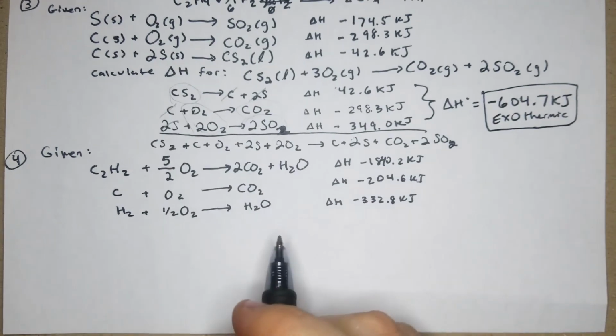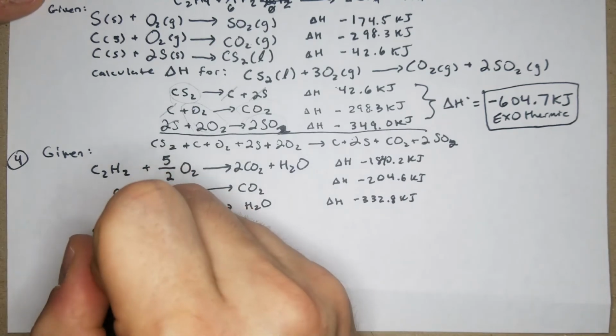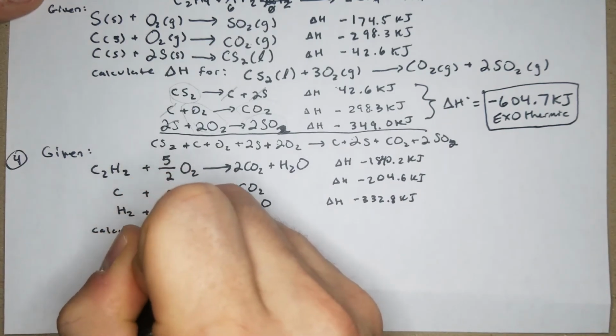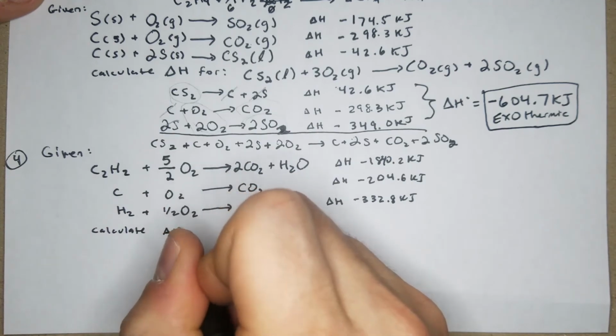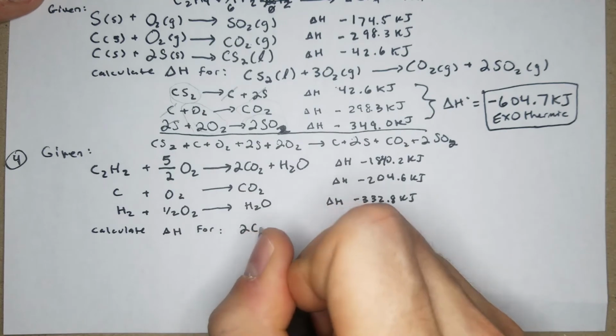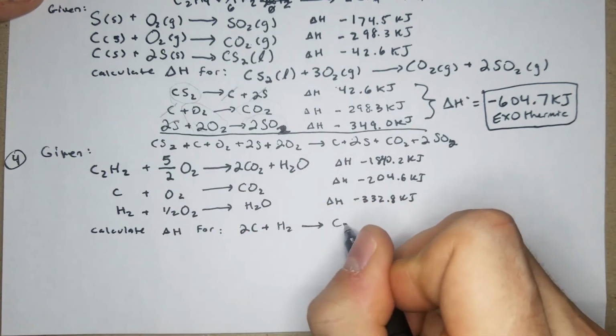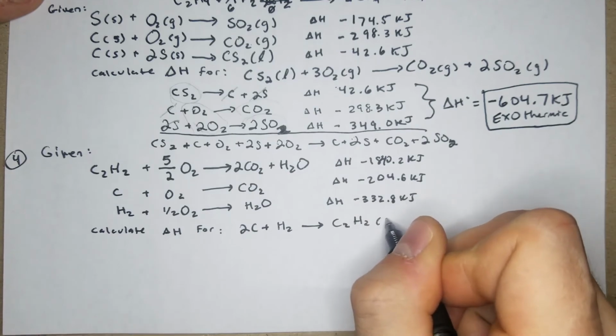Okay, so we're down to the last problem, and the weirdest thing about it is that there's some fractions there in the mole ratios. Shouldn't be a problem though. Let's just forge ahead. Calculate delta H for 2C plus H2 yields C2H2.